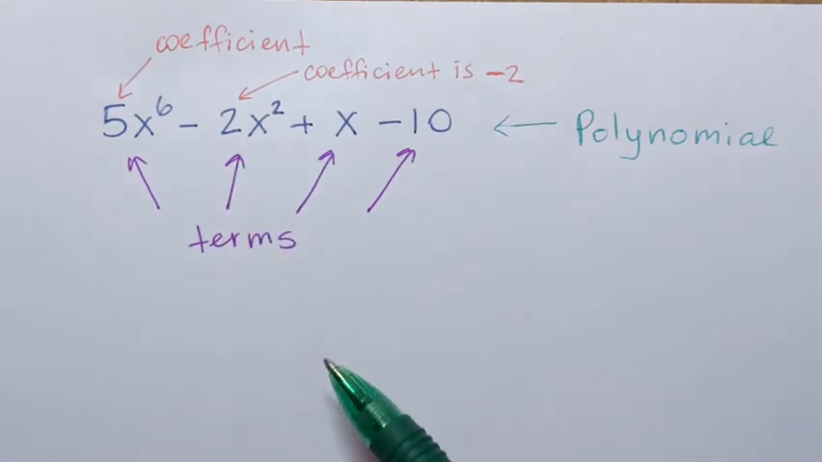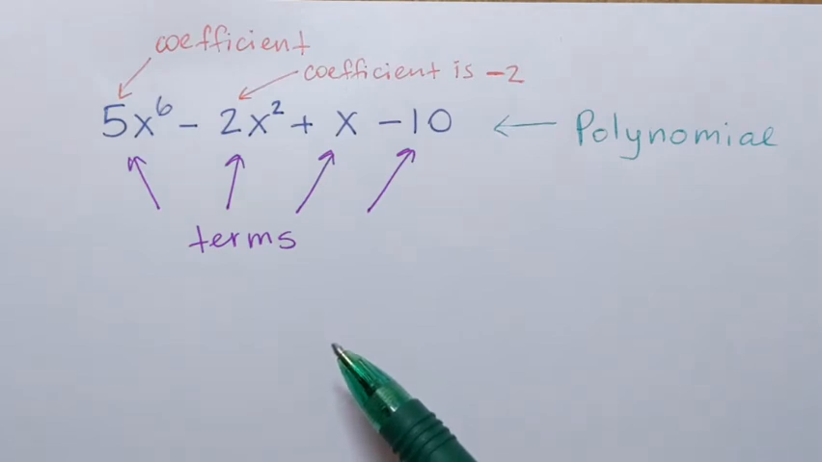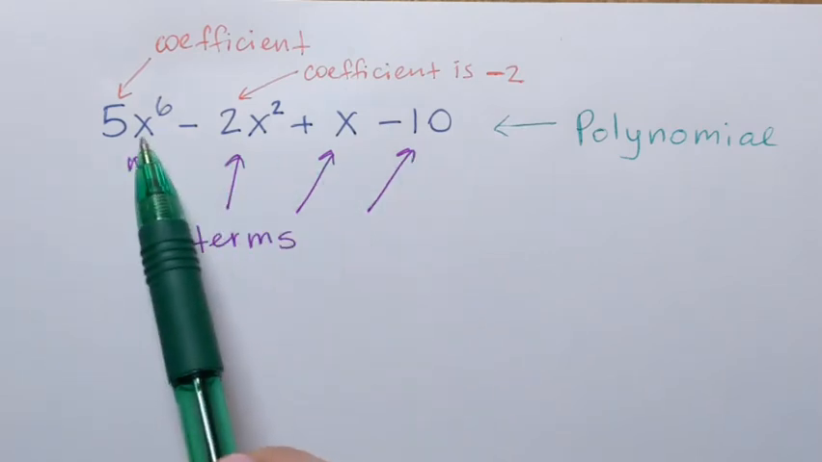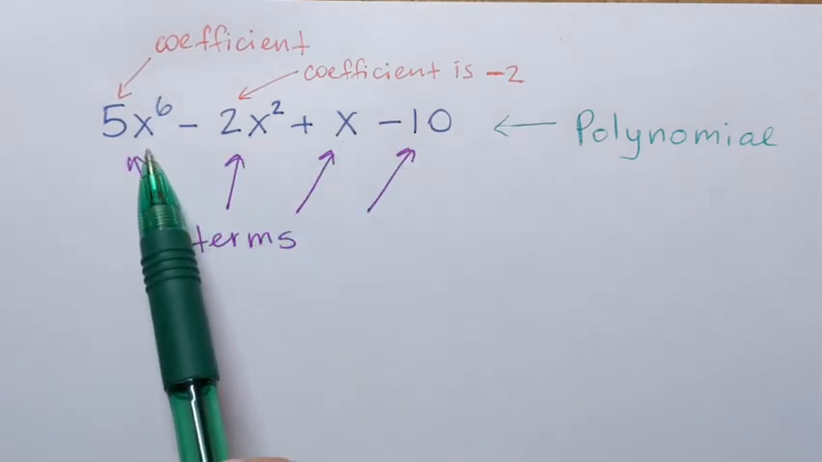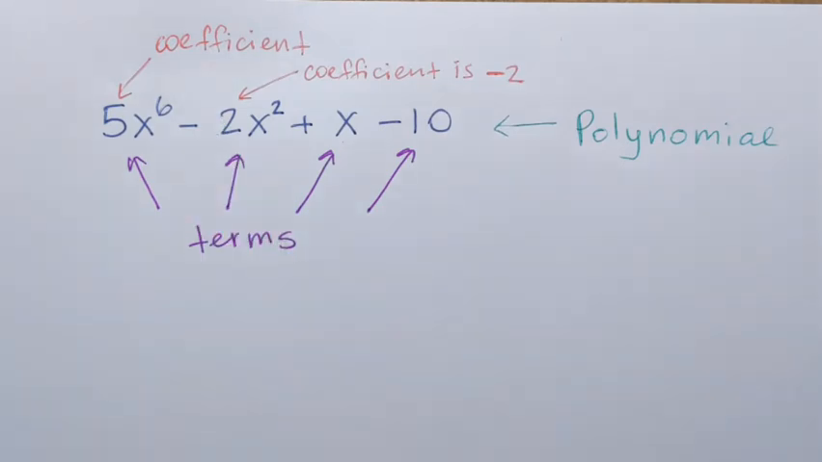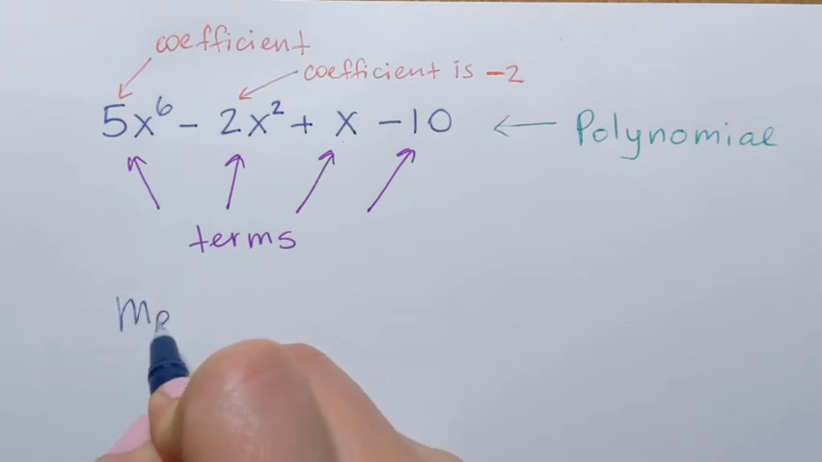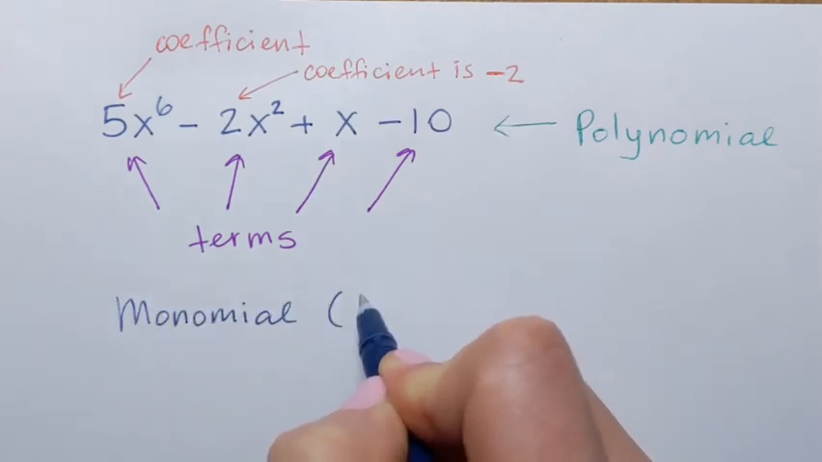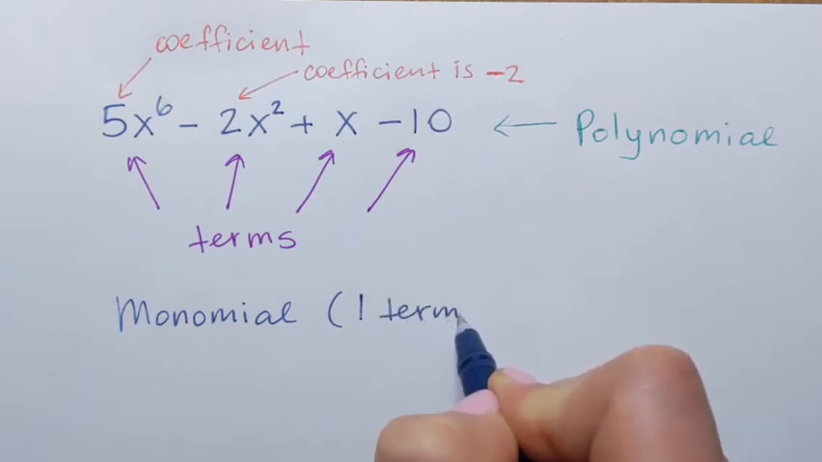Now some polynomials have special names and they're based on the number of terms that polynomial has. Now we said that this polynomial has 4 terms, 1, 2, 3, 4. Well, actually a polynomial that has 4 terms does not have a special name, but a polynomial that has only 1 term has a special name and it's called monomial. So monomial, that's polynomial that has 1 term.